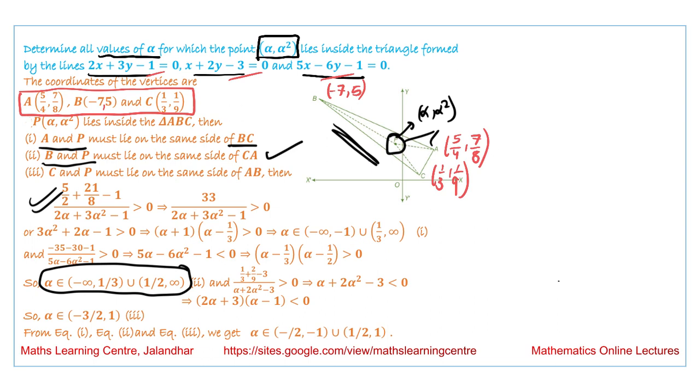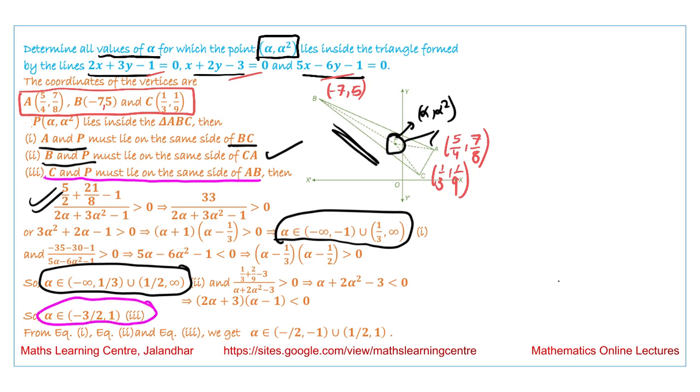We solve these inequalities and obtain the values of alpha in this form. And from the third condition, we say C and P lie on the same side of AB, and we obtain the value of alpha in this form. We are using the result that these points lie on the same side of this line. You can try these calculations on your own. On solving these inequalities, you will obtain the three results in this form. These are the values of alpha that we will have.